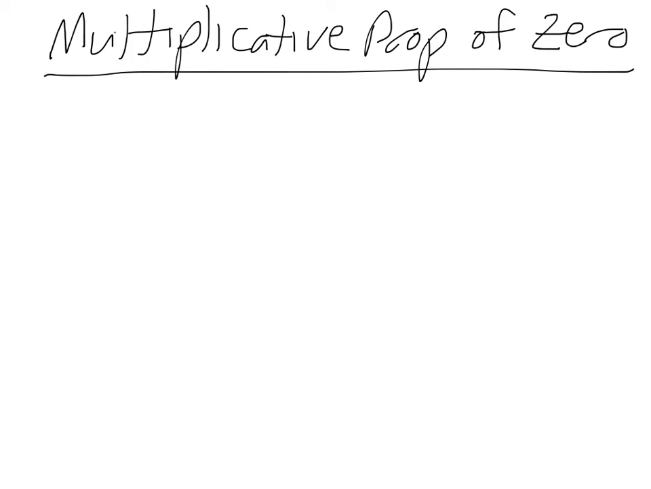Another property that is in our book is called the multiplicative property of 0. And this one is one of my favorite properties. It says if I take any number and multiply it by 0, I get 0. So yes, a times 0 does equal 0.